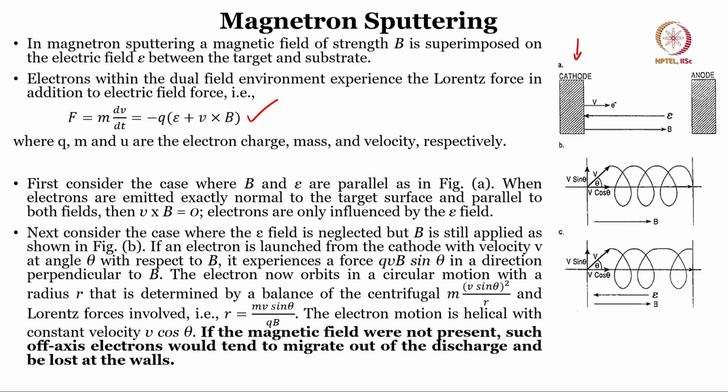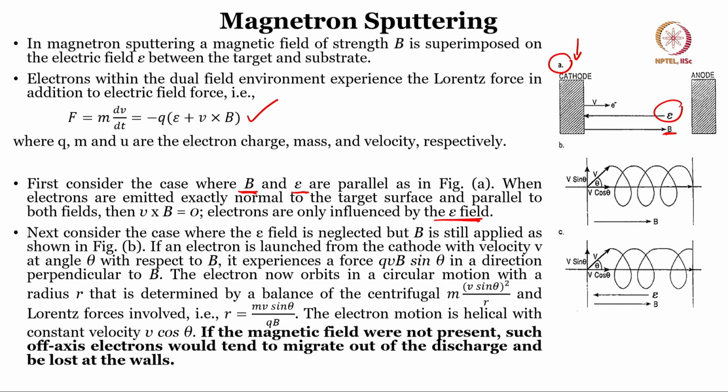First, let us consider the case where the magnetic field and electric field are parallel, as shown in figure A. When the electrons are emitted exactly normal to the target surface and parallel to both the fields, v cross B becomes 0, and what is left is only E. So electrons are only influenced by the electric field E. There is no effect of B here when B and E are parallel.